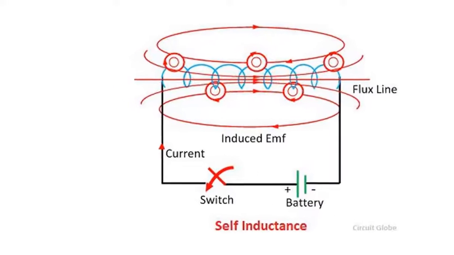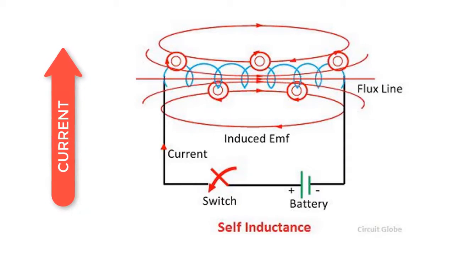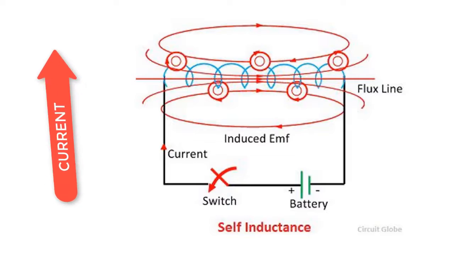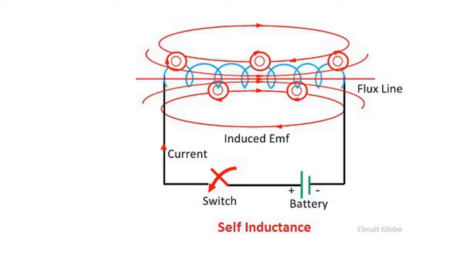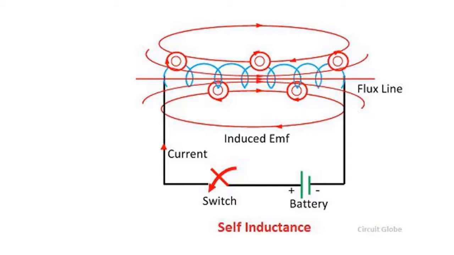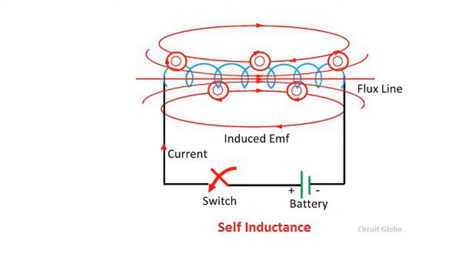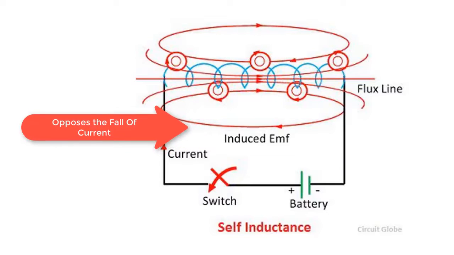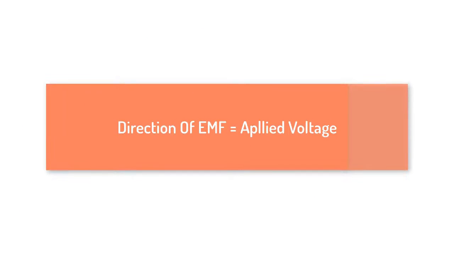through it. If the current in the coil is increasing, the self-induced EMF produced in the coil will oppose the rise of current. That means the direction of the induced EMF is opposite to the applied voltage. If the current in the coil is decreasing, the EMF induced in the coil is in such a direction as to oppose the fall of current. This means that the direction of the self-induced EMF is the same as that of the applied voltage.